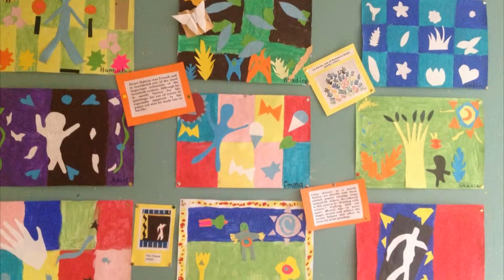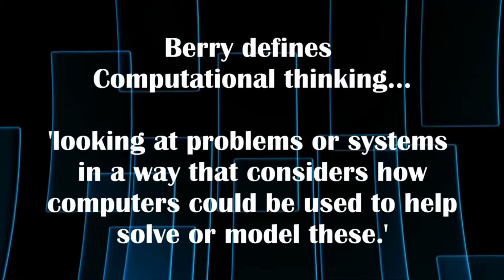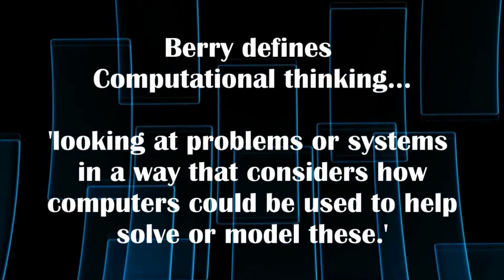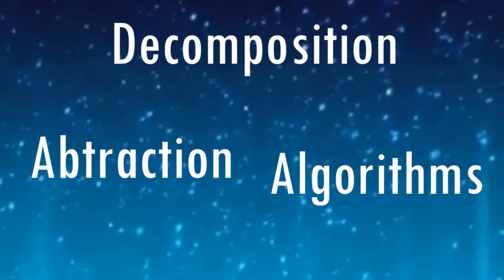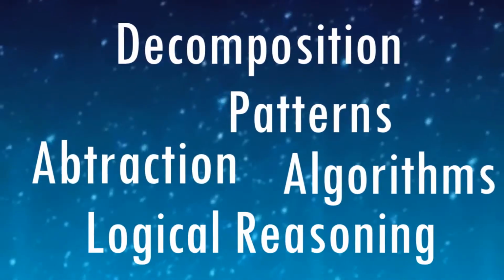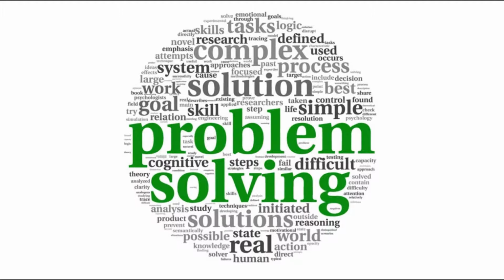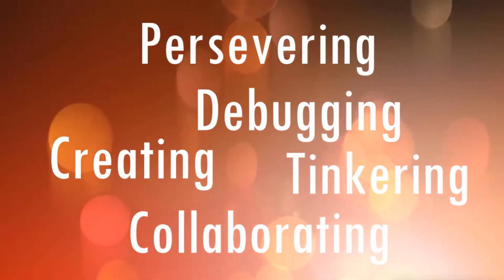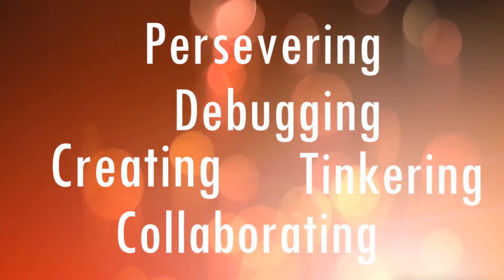Many of the skills involved are familiar within the primary classroom. Berry defines computational thinking as looking at problems or systems in a way that considers how computers could be used to help solve or model these. Berry outlines 5 main concepts to explore when defining computational thinking, which are algorithms, abstraction, decomposition, patterns, and logical reasoning. There are alternative definitions, but I am focusing on these as they depict the value of problem-solving skills. There are other concepts that come under computational thinking, however it can be argued that these are not independent aspects, but rather derived and extended approaches of the main 5.